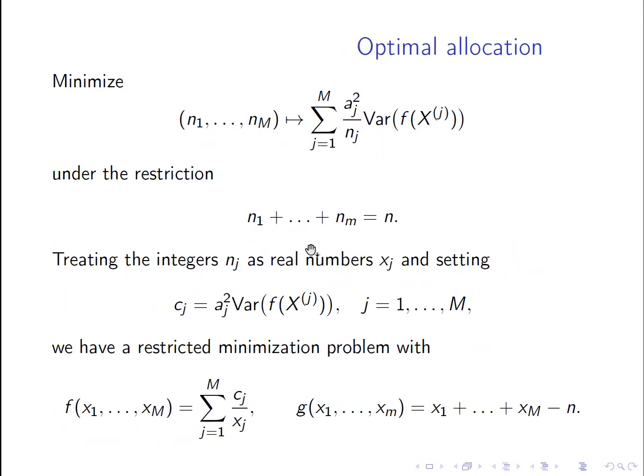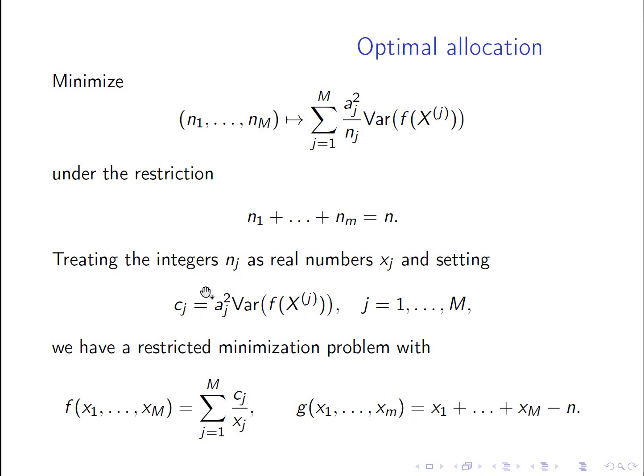Okay, let's now use this theorem for our problem. And first we need a bit of rewriting. What we're actually doing is, we minimize this function here. So n1 up to nM is mapped to the sum over the j's of aj squared divided by nj times the variance of f of xj. And the restriction is that n1 plus n2 and so on plus capital N M equals n. Okay, and here the n's are integers. So we now need to treat the integers as real numbers xj. That's the first step.